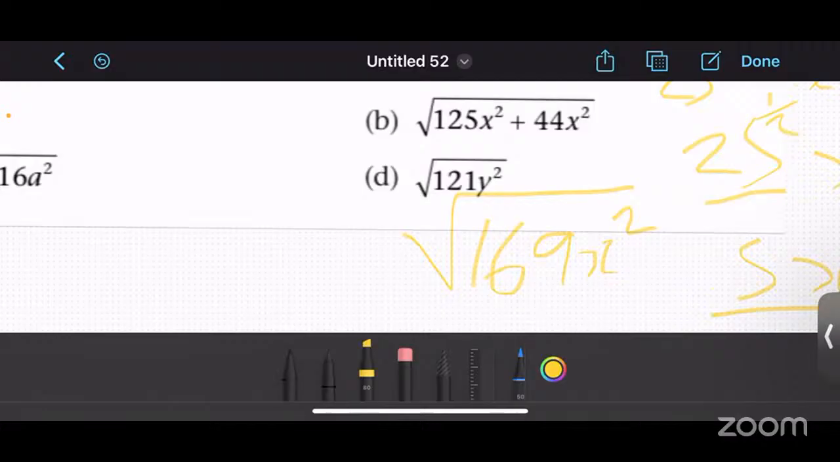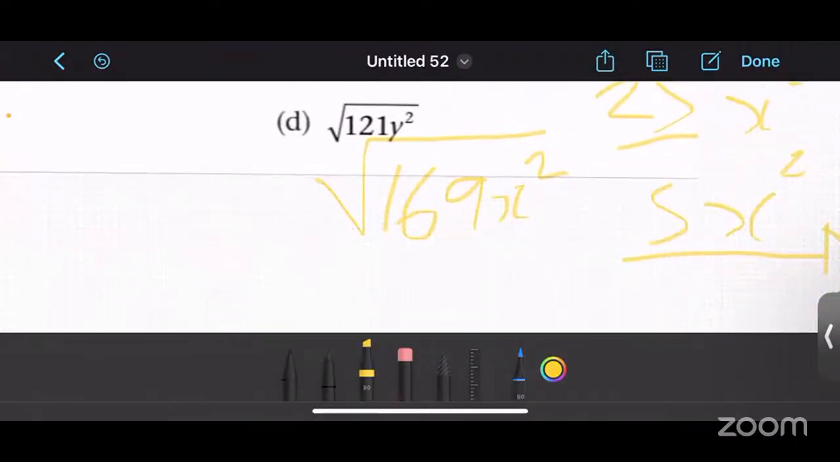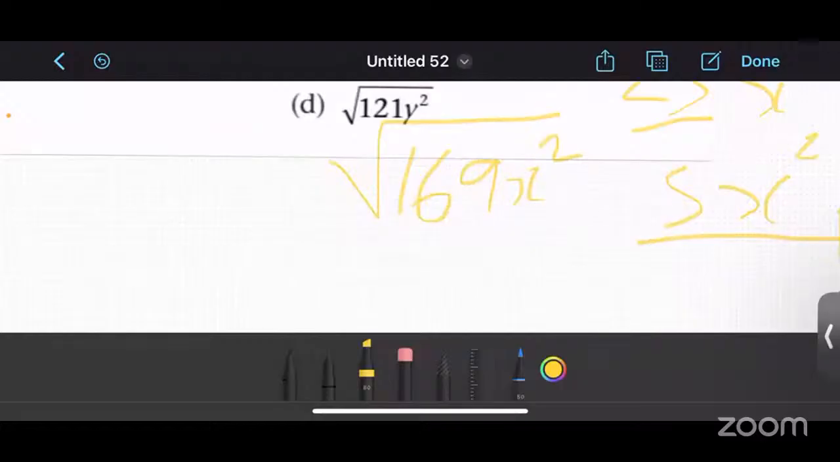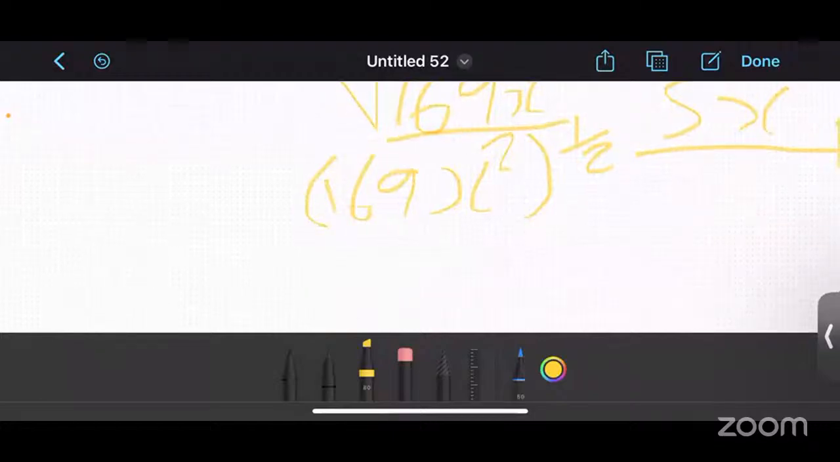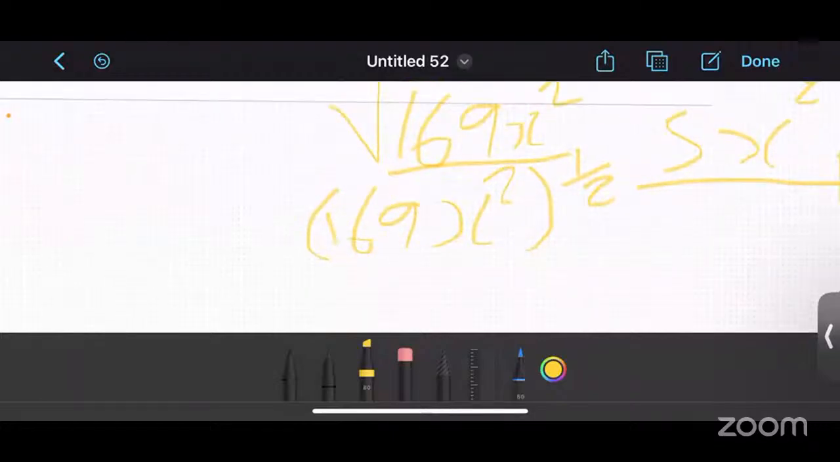We have 169 x to the power of 2. Okay, no, it's fine. We're going to place everything that's inside the root inside the brackets. So it's 169x to the power of 2. We're going to power it with 1 over 2 because we just want to get rid of the square root, right? So it's going to be 169 to the power of 1 multiplied by 1 over 2, x to the power of 2 multiplied by 1 over 2, guys.